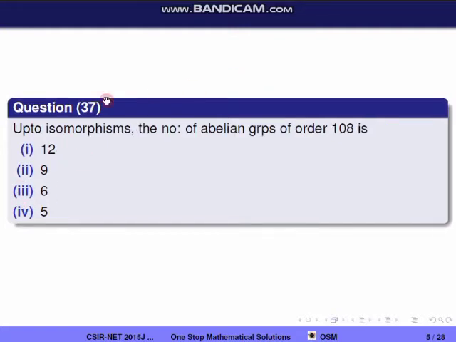Next question, question 37. Up to isomorphism, the number of abelian groups of order 108 is. So we have to find how many abelian groups there are for this group of order 108. So we'll look into the concept used.